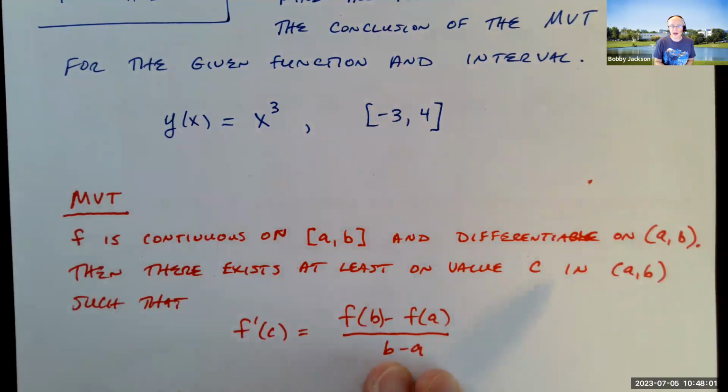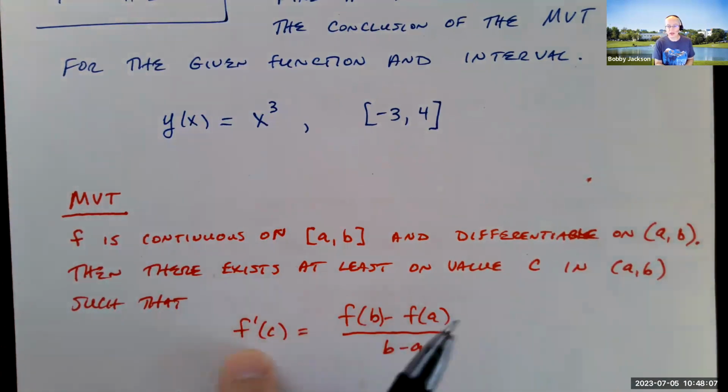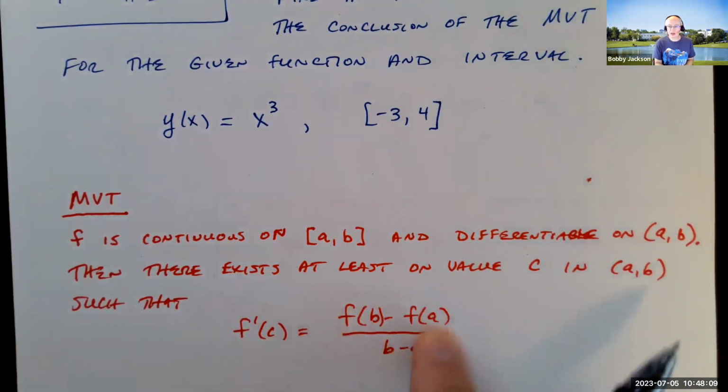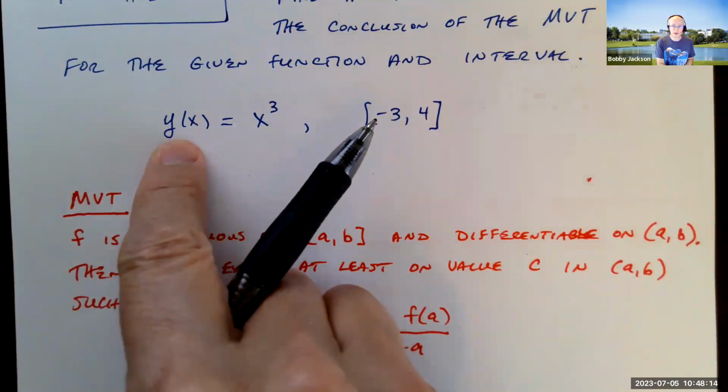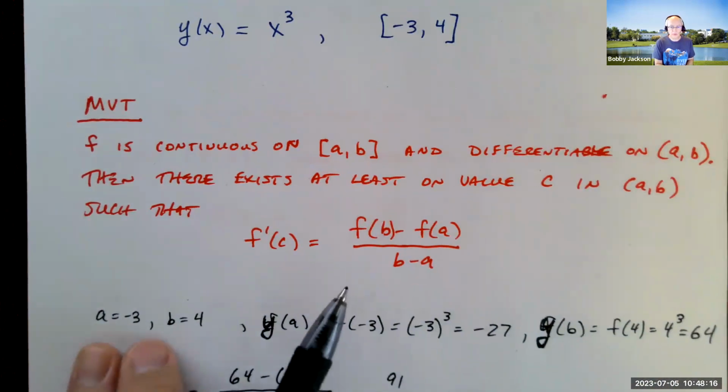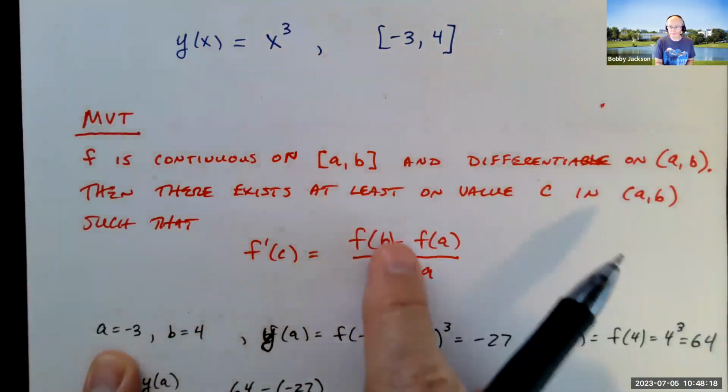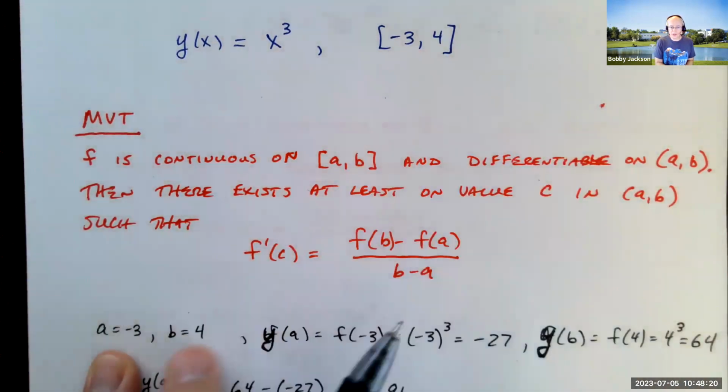It doesn't tell us how to find C other than the fact that we have to solve this equation, and that's what we're going to do. We have to set this equation up and solve for C. So this part's just a calculation. We know what the function is, it says f here, but of course here our function is y. And the values of A and B: A is -3, B is 4.